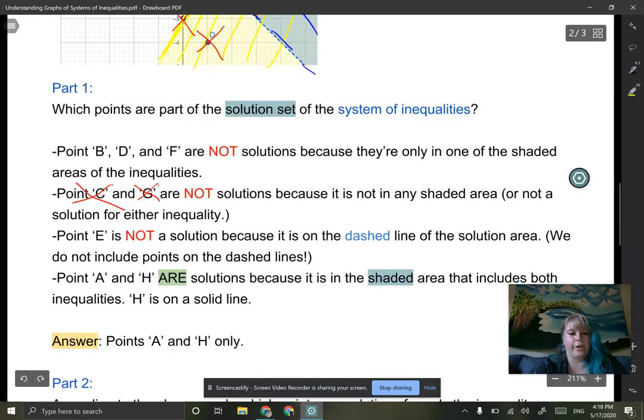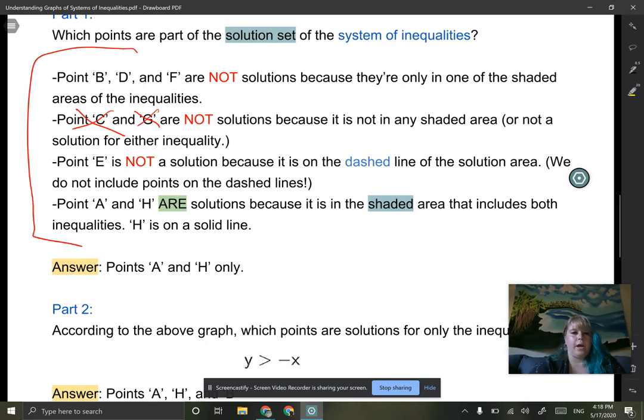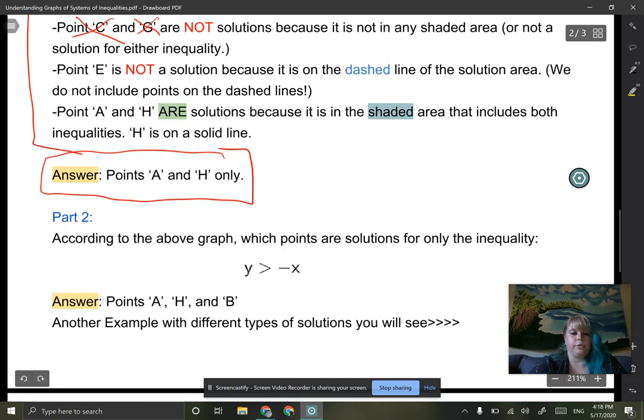Okay, so let's scroll down. Now I explain everything that I just went over, why certain points are not solutions. And then as you can see, our answer is points A and H only. Now, part 2 just goes over what the solution set is for each inequality on its own.